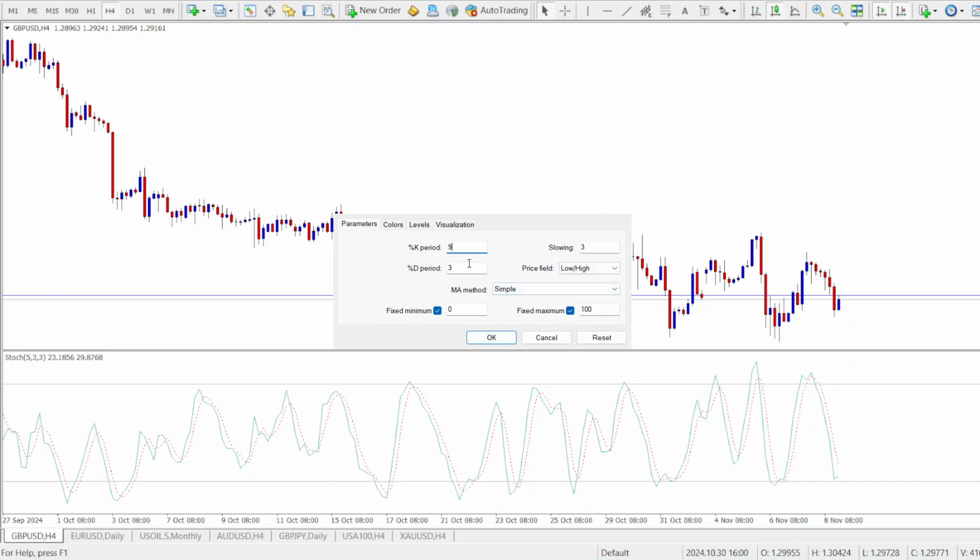As for the percentage D settings, a 3 period is commonly used, but you can experiment with a 2 period for faster signals in high volatility markets. So we're just going to be changing this to a 2.